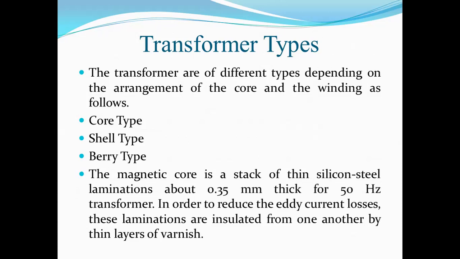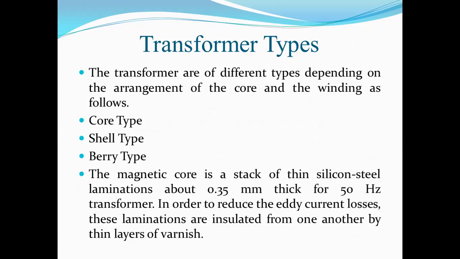Step up transformer is mainly used at generating plants. Now transformation ratio less than 1, means N2 by N1 less than 1, means number of turns in the primary winding is more compared to number of turns in the secondary winding. This type of transformer is known as step down transformer. Step down transformer is used at different locations, substations, distribution level, and at utilization level, some electronic devices also.